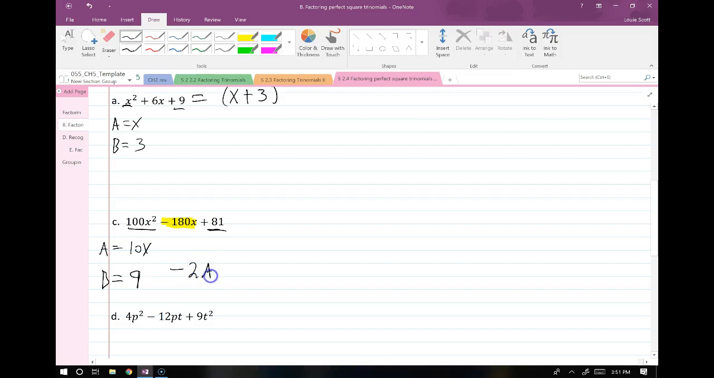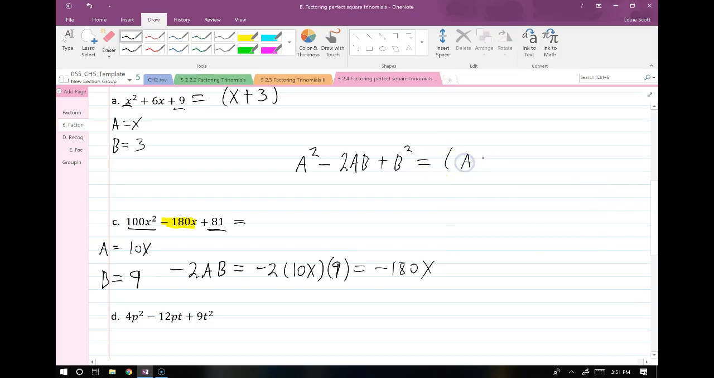So negative 2ab is equal to negative 2 times a, which was 10x, times b, which was 9. When we do the math on this, we do actually come out with negative 180x. So yeah, that works for a perfect square trinomial. So we just use our formula. Our formula says, when this is what we're dealing with, a squared minus 2ab plus b squared, this results in, whoops, not a plus b, but a minus b, a minus b quantity squared.